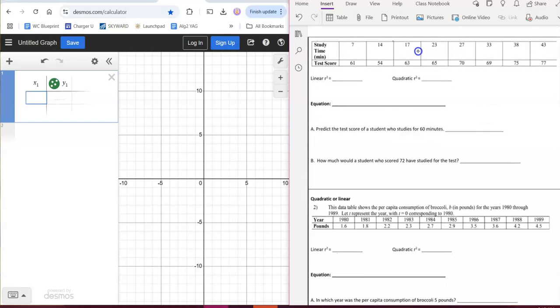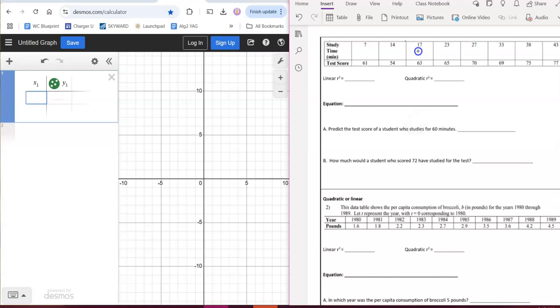And typically when we have a table of data that's going to the left, from left to right, Julian, can you pick your head up, please? Join us. On the top one, it's usually X, and on the bottom one, it's Y. So let's go ahead and enter all of the X data on the left column and then all of the Y data on the right column.